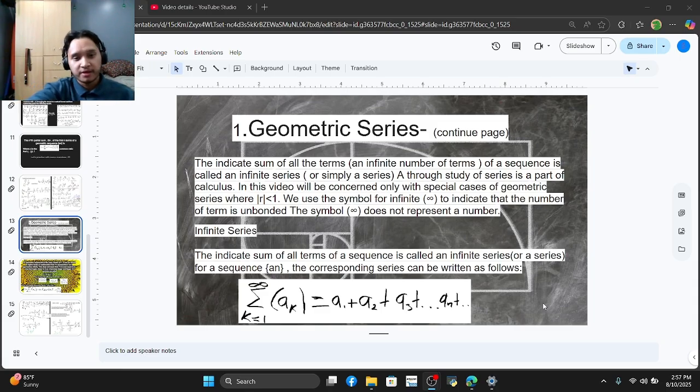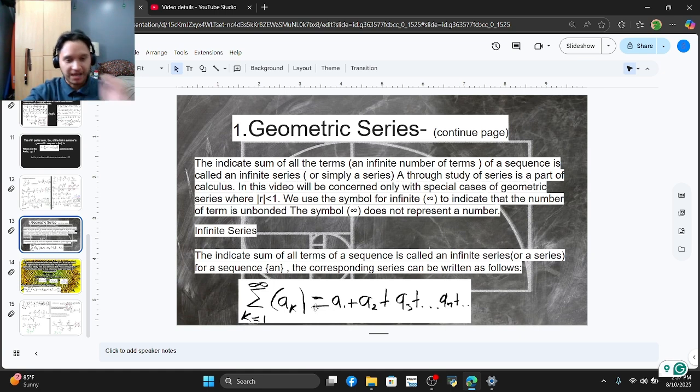In infinite series, the indicated sum of all terms of a sequence is called an infinite series. For a sequence, the corresponding series can be written as follows: the summation of the first term through infinity of a sub k. In this case, we will only look at this.